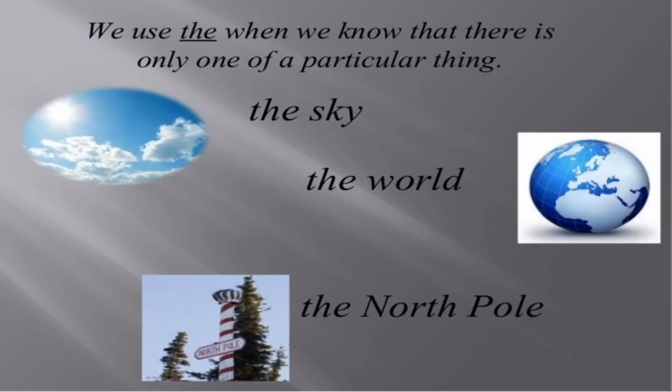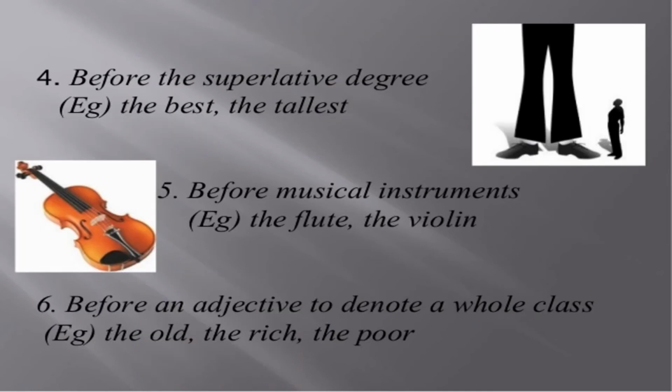We use the when we know that there is only one particular thing: the sky, the world, the North Pole. Before superlative degrees, you already know that superlative adjectives end with the letters est. So the best, the tallest. Before musical instruments: the flute, the violin, the guitar. And before an adjective to denote a whole class: the old, the rich, the poor. That is the whole class.